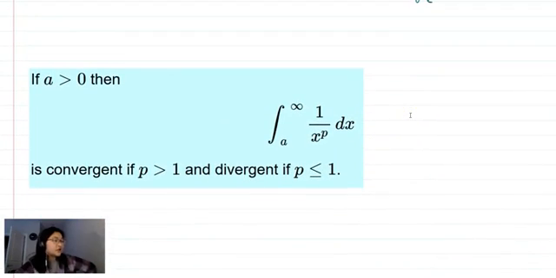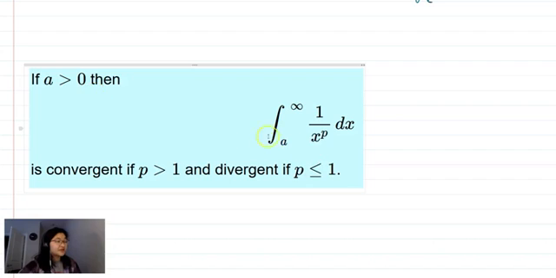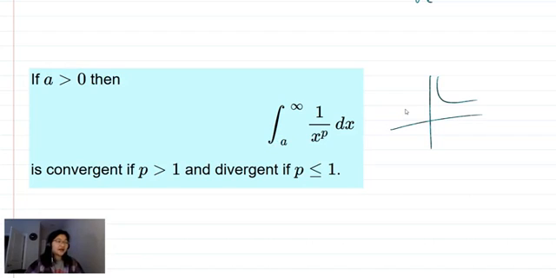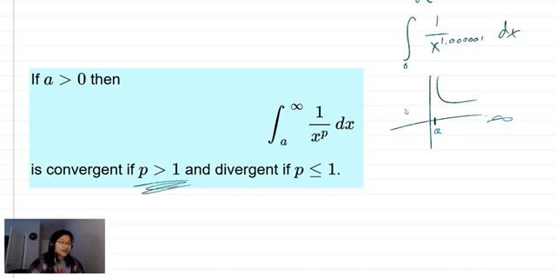Okay. So, here's something we're just going to say. We're going to justify it later. That if we have a greater than 0, and we're dealing with a function kind of like that, so your starting point is somewhere above 0, and you're going to infinity, you're convergent if your p is greater than 1. So if you have 1 over x to the 1.000001, and then you're going from a to infinity, this is going to converge.